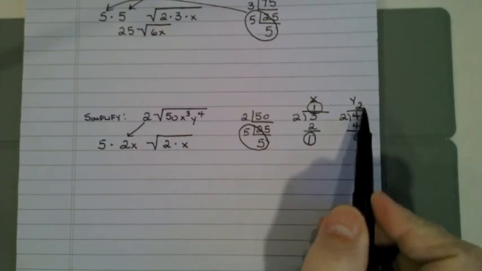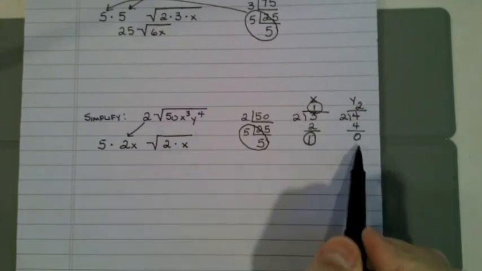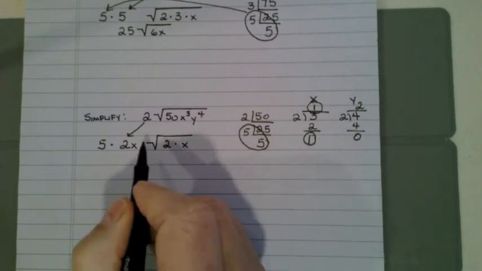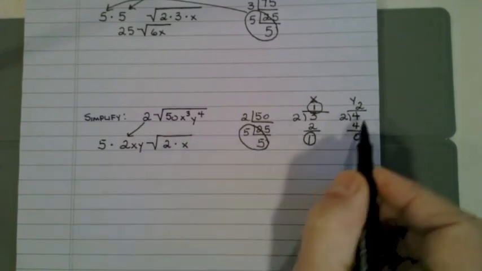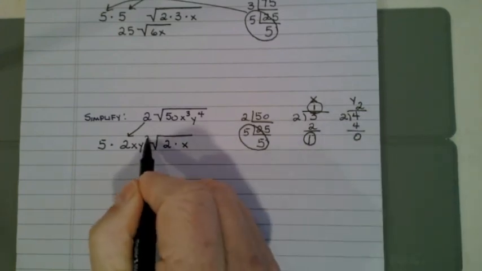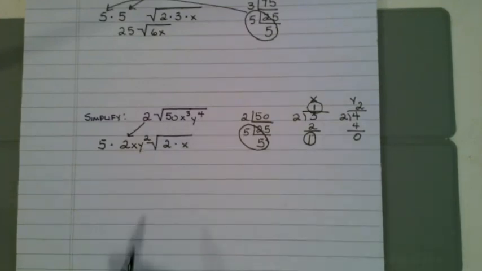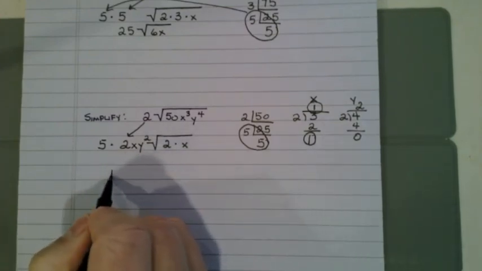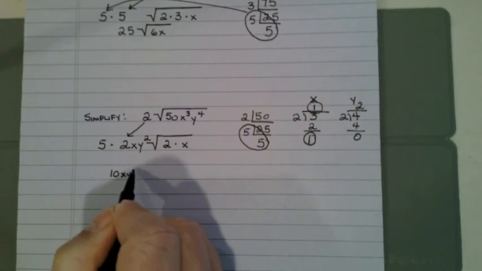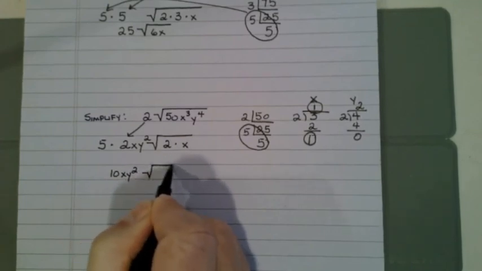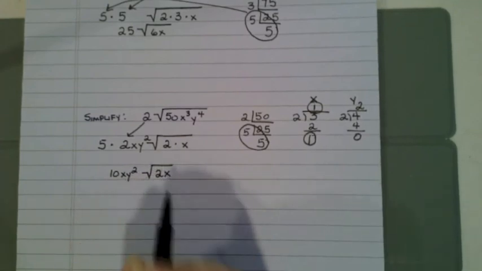This top number is how many goes on the outside. The bottom number is how many go on the inside. There are no y's left over on the inside. And how many y's go on the outside? 2 of them, like that. So let's multiply everything on the outside here and multiply what's left over on the inside.